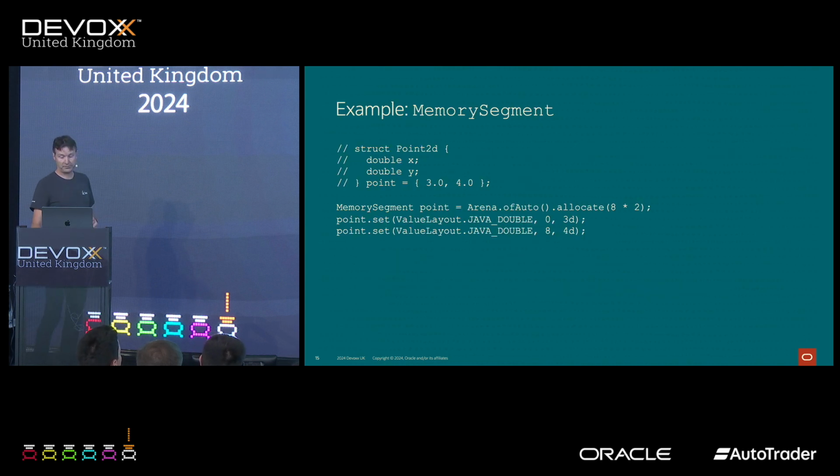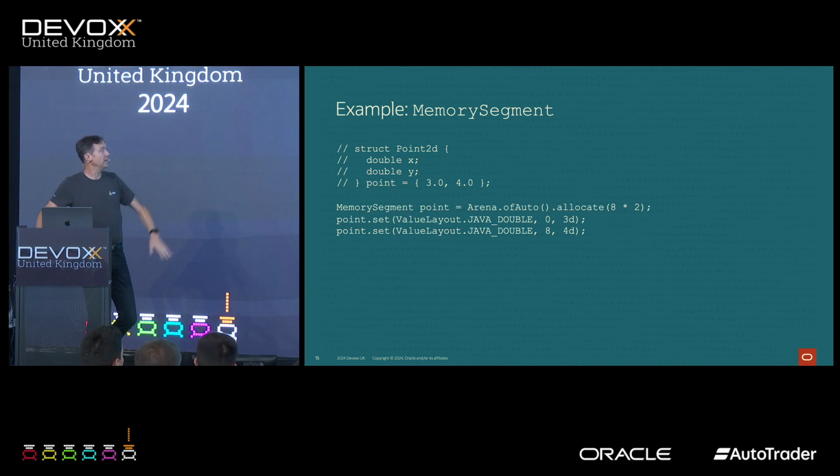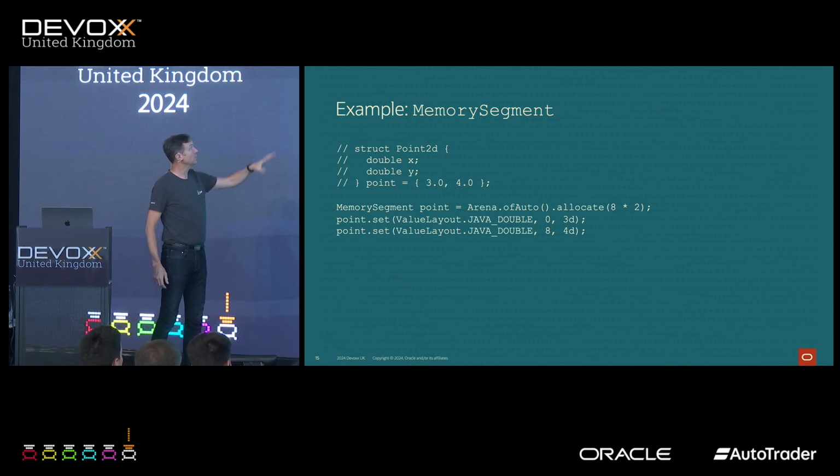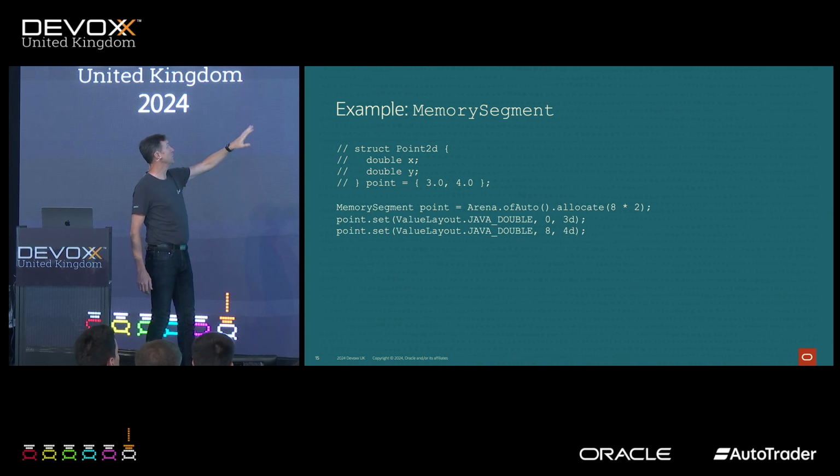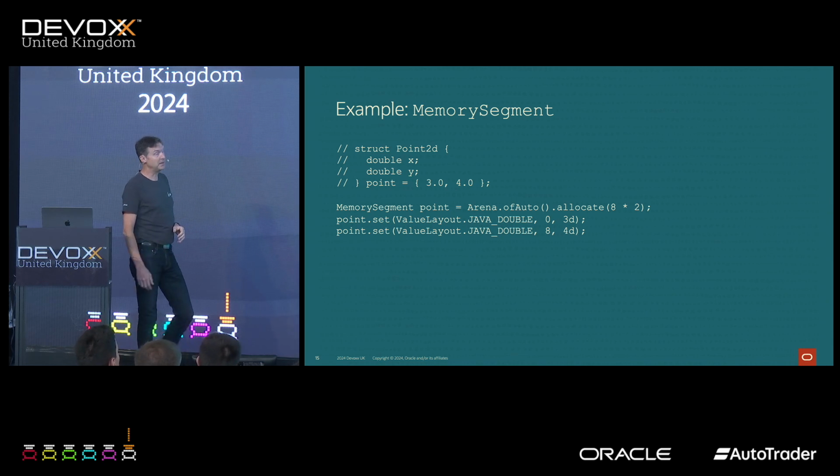So here's a very simple example. Imagine that we have a Point2D, which is modeled with a double X and a double Y. And this is C code, so I create a point with the coordinates 3 and 4. And this is how you can do that in the Java FFM API. Don't worry so much about the Arena.ofAuto. We will come to that in a few slides. But what I do here is I allocate 16 bytes, because obviously this point is 16 bytes, because we know a double is 8 bytes.